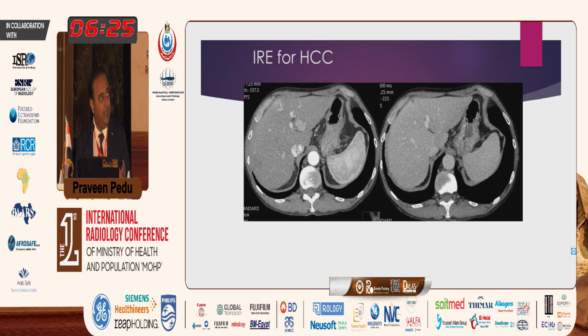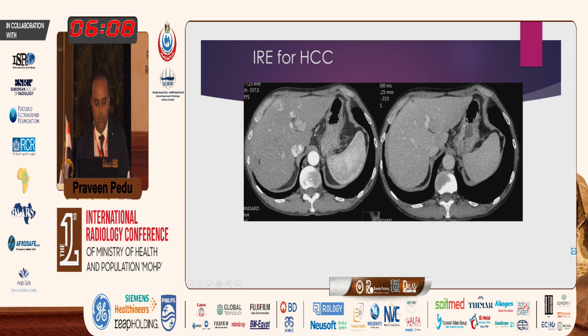So here, I'll give you some examples. This is one example of a patient who has multifocal HCC. This is the 2 centimeter or 2.5 centimeter HCC, very close to the left portal vein and also the left hepatic artery, and also, more importantly, the left duct. He also had another tumor here, which is at the periphery.